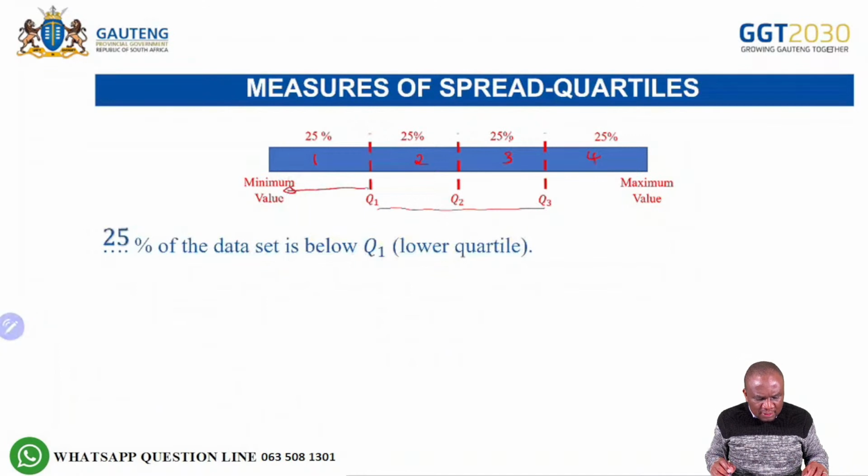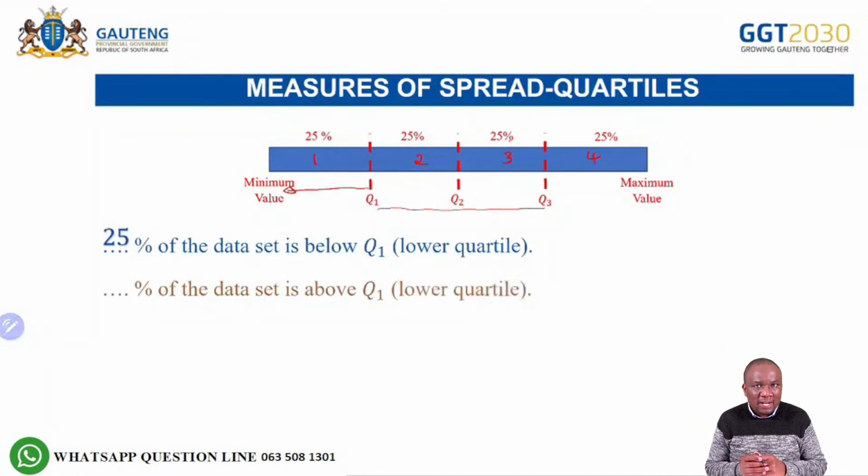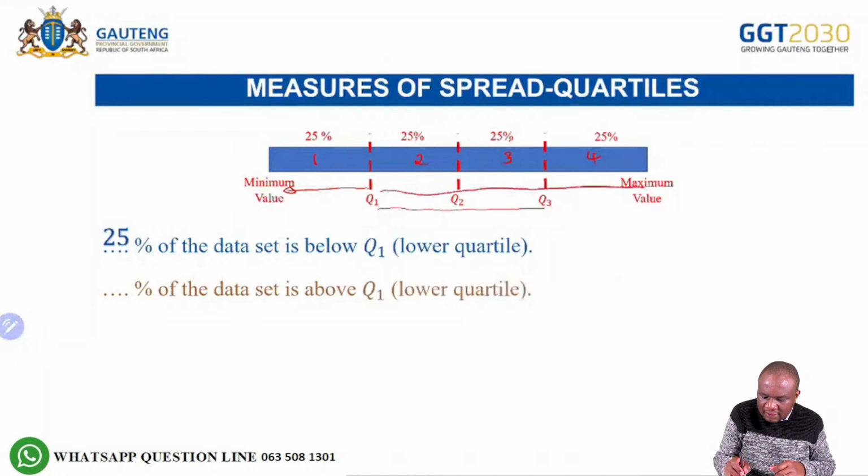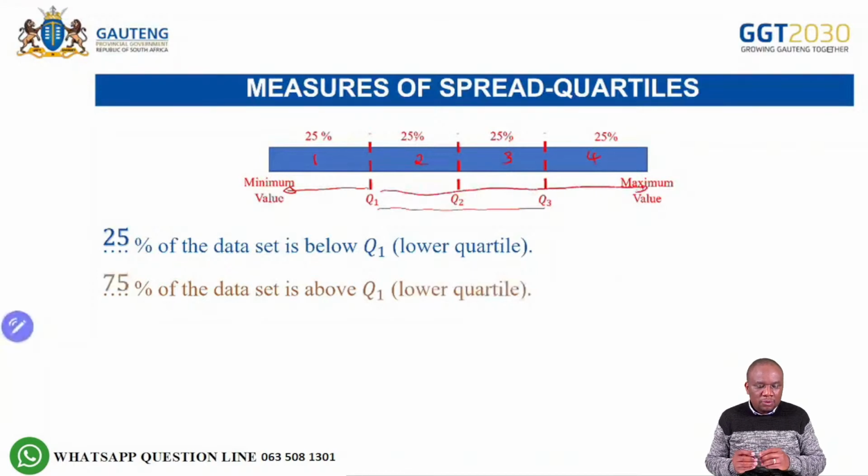Right, how many percent of the data set is above Q1? It's above the lower quartile. How many percent is above the lower quartile? All this data set is above the lower quartile, is above Q1. It means 75%. So lower quartile means 25% below it and 75% above it.